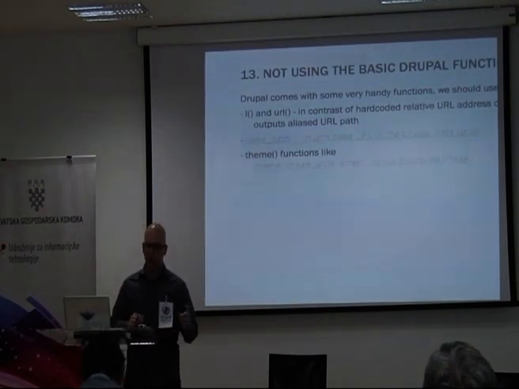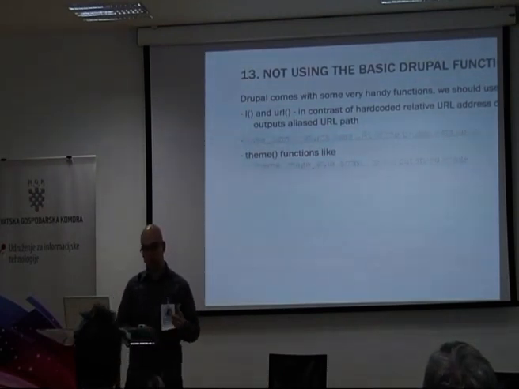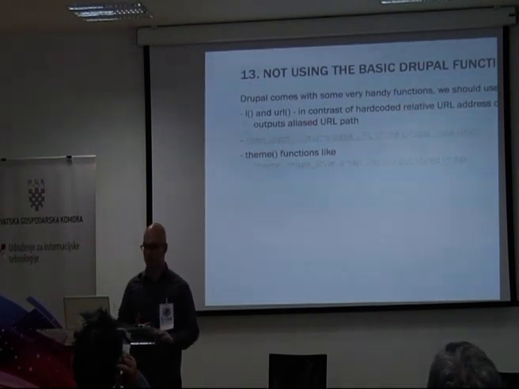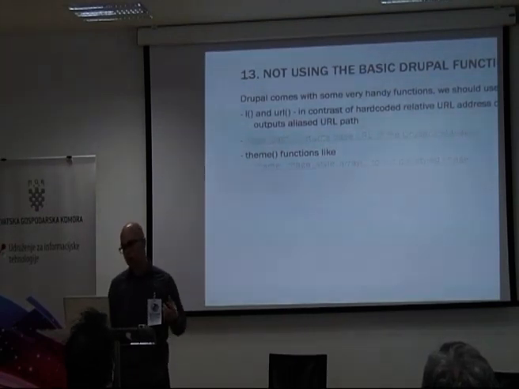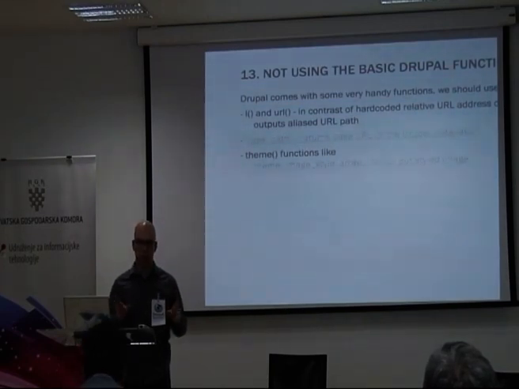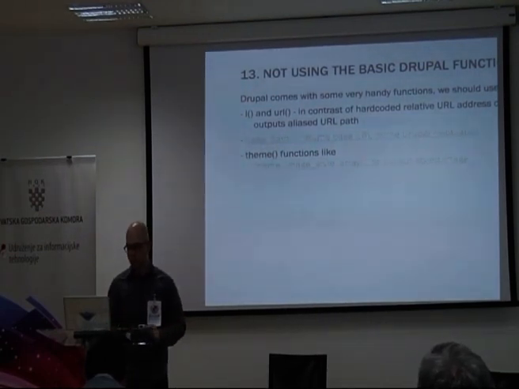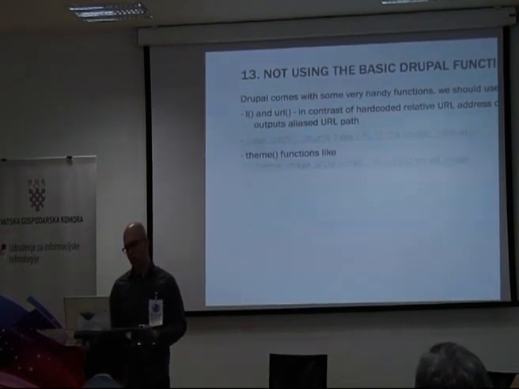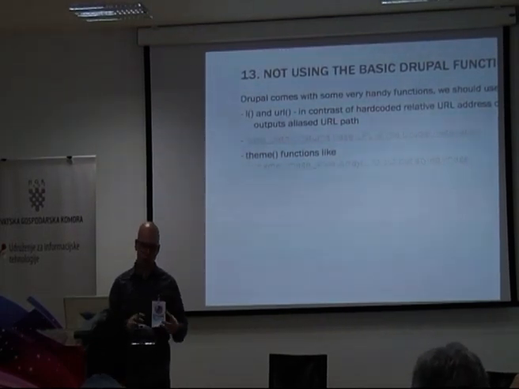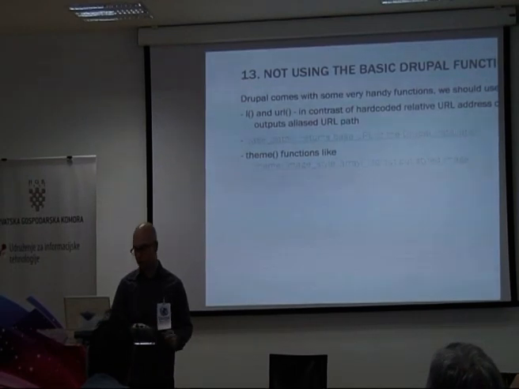I saw hard-coded links with absolute path or relative path or anything, but we have available functions like l or url, where you can just put your Drupal path, and this function will create a path that will work on your localhost, on your server, everywhere. Also theme functions. These are maybe more advanced for a beginner to understand, but once you get them, once you know how to find them, it's okay. But they actually create the code as normally Drupal would.